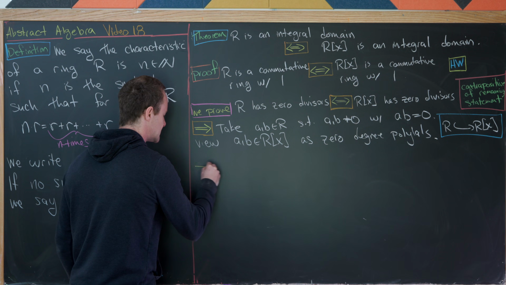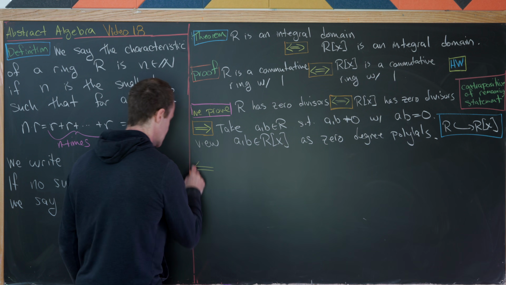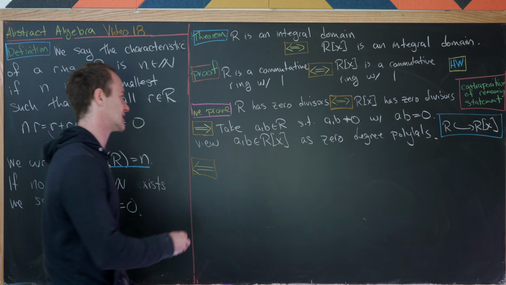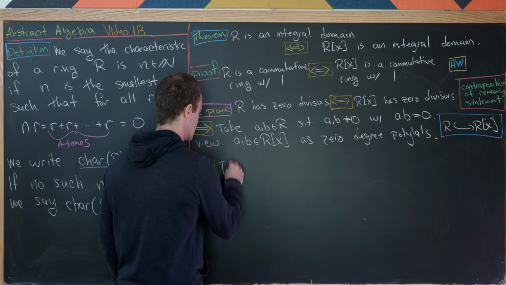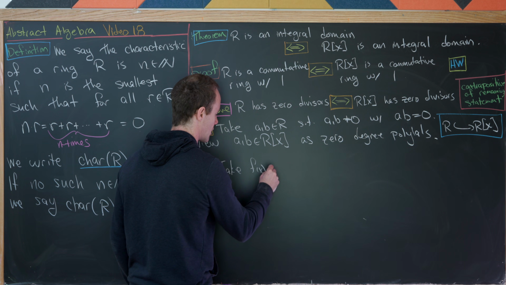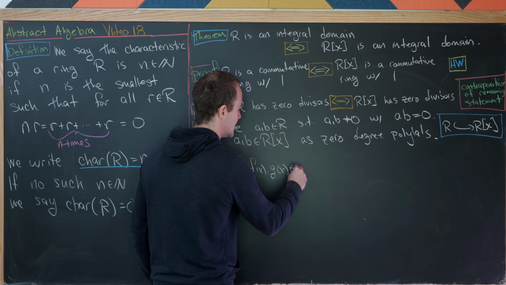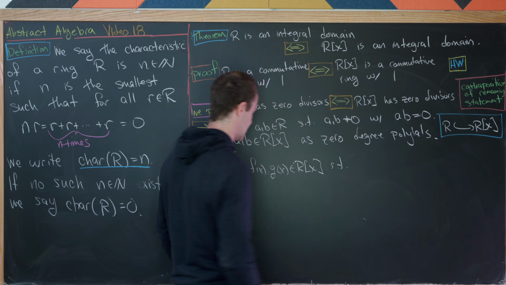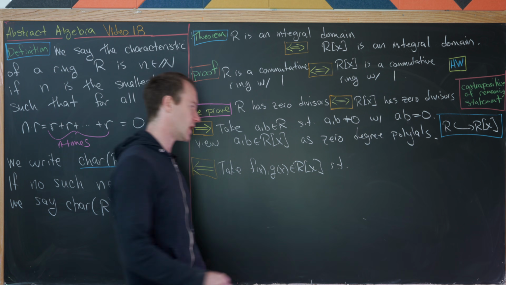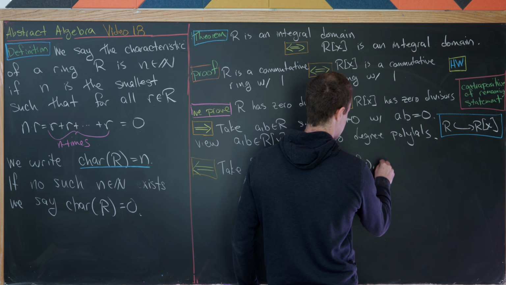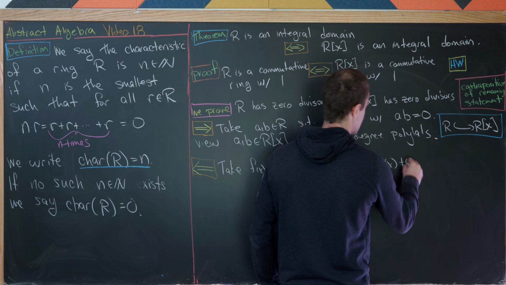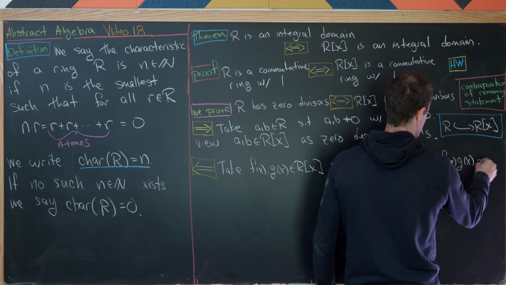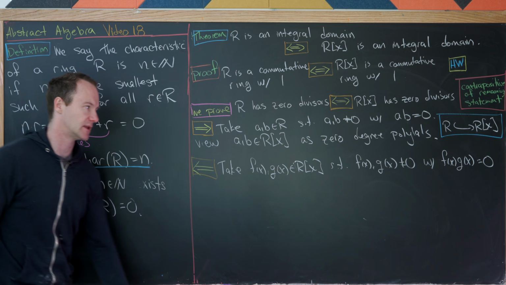Okay, so now let's do this reverse direction. That means we need to suppose that we have zero divisors inside of R adjoin X. So let's take those zero divisors. I'll call them f of x and g of x inside of R adjoin X such that they are both non-zero. So we have f of x and g of x not equal to 0, but their product is equal to 0. Okay, nice.